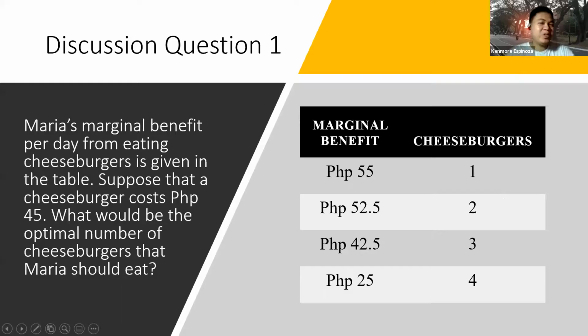Okay, discussion question 1. Maria's marginal benefit per day from eating cheeseburgers is given in the table. Suppose that a cheeseburger costs 45. What would be the optimal number of cheeseburgers that Maria should eat? Anyone? Do you have volunteers?